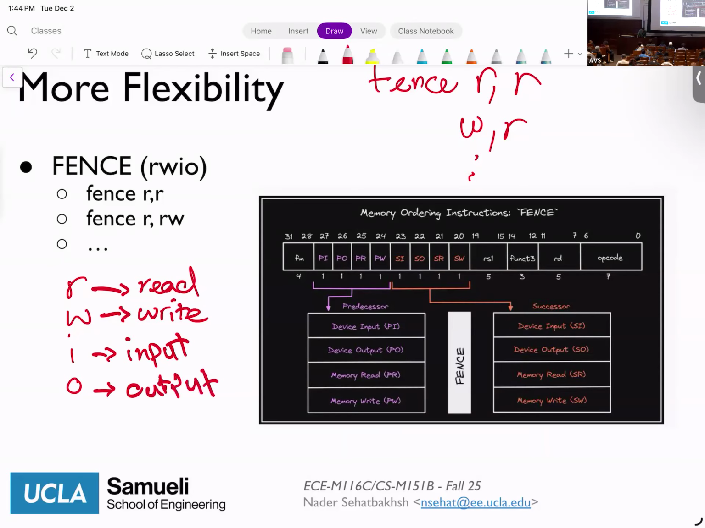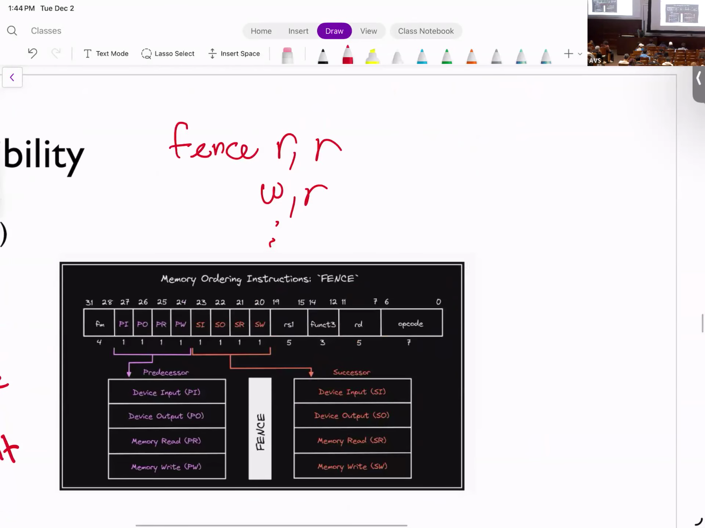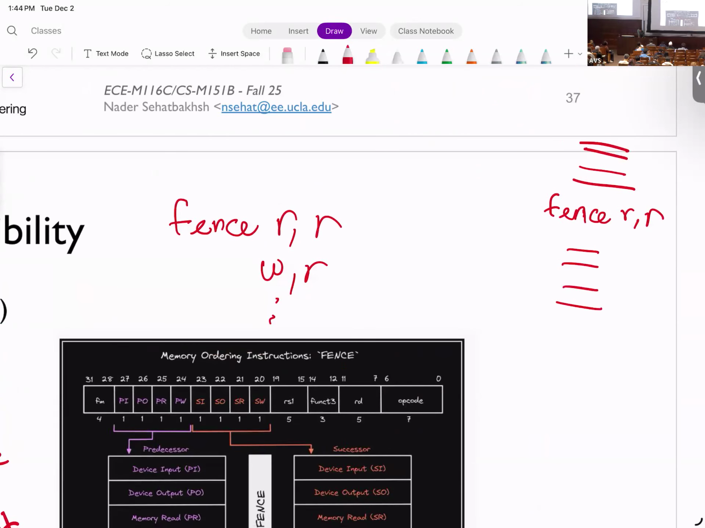So what this says is that depending on what you put here and what you put here, you can synchronize and serialize only those. So for example, fence RR means that all the loads before this should happen before all the loads after it. So I don't care about stores. The stores can happen here, but I cannot have a load here that happens after the fence. So fence RR means that I only care about making sure that reads are serialized. Fence WR means that I care about stores to be finished before all the subsequent reads.